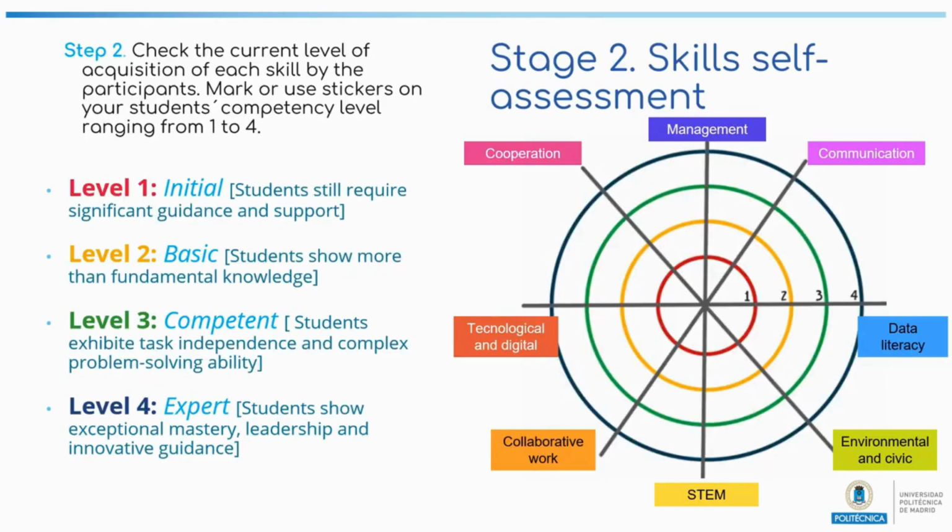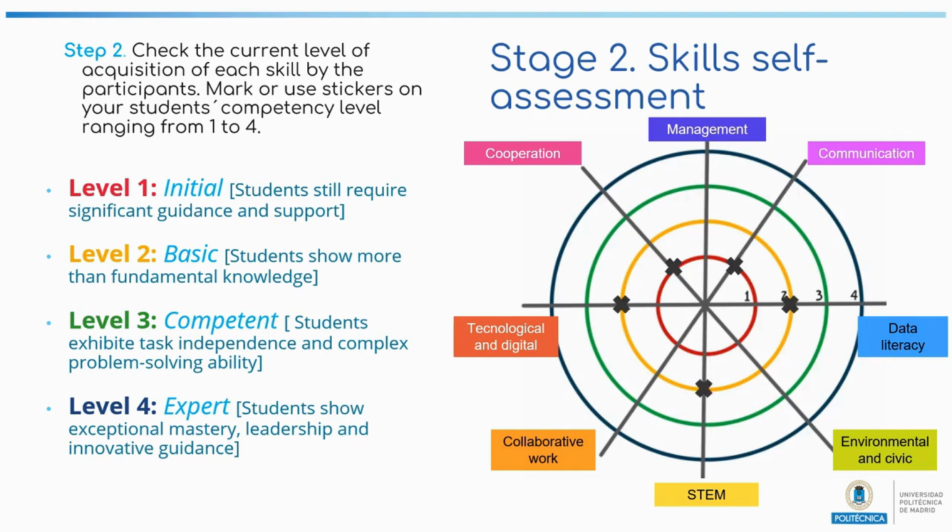We now move to step 2. You will check the current level of acquisition of each skill by the participants. Mark or use stickers on your student's competency level ranging from 1 to 4. Look at the legend in the left side to understand the 4 levels. For example, we mark a level 1 in communication and cooperation because we haven't worked in any dissemination activity yet.